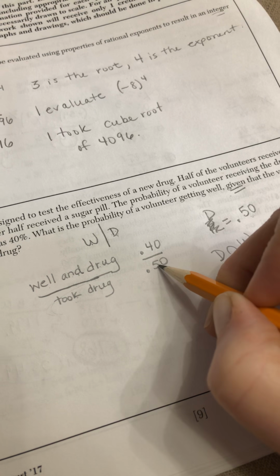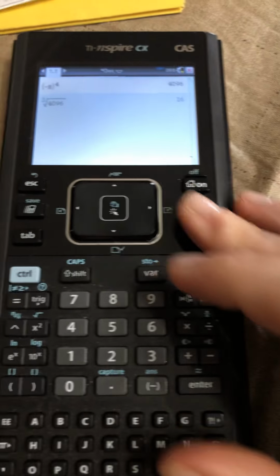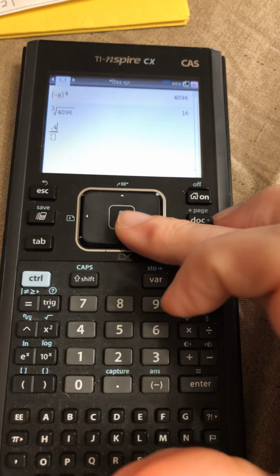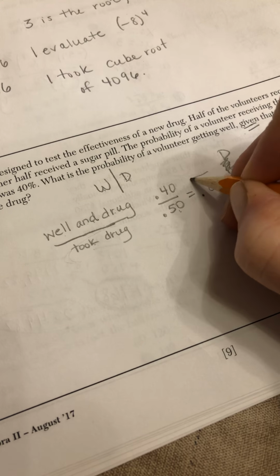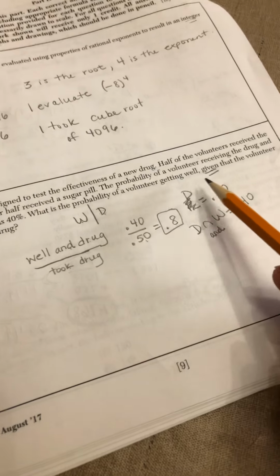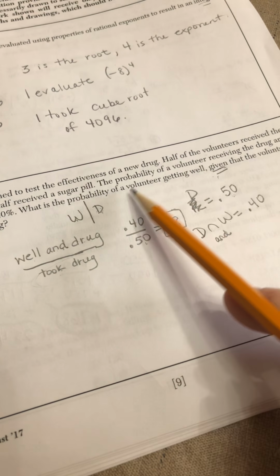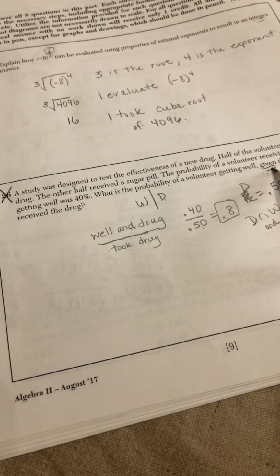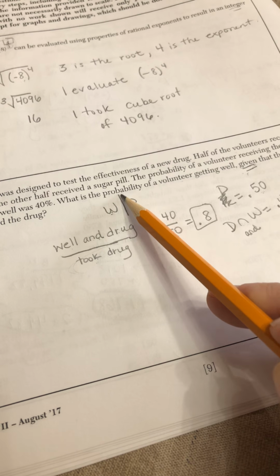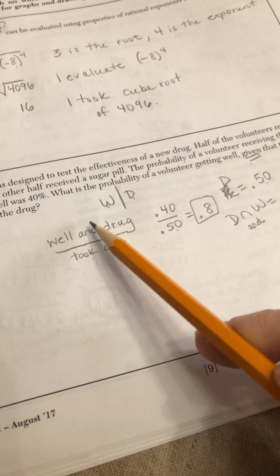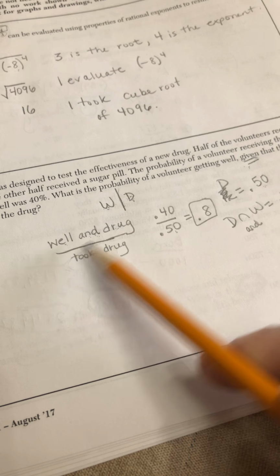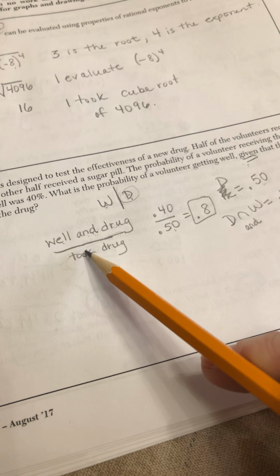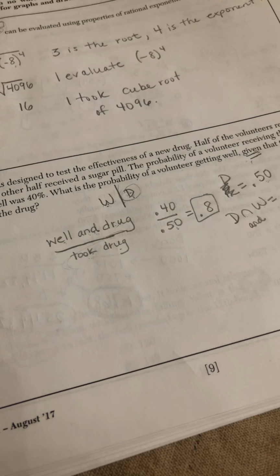If you divide those two things, you can do it right in a calculator. I'll show you. Divide 0.40 over 0.50. Comes out really quite nice: 0.8. That's how you calculate it, okay? You are going to see this on your Regents exam. So what is the probability of a volunteer getting well given that they receive the drug? On the top, you want both of these things to happen at the same time. They get well and take the drug, divided by whatever is here. They just took the drug. Boom, divide it out and you got it.